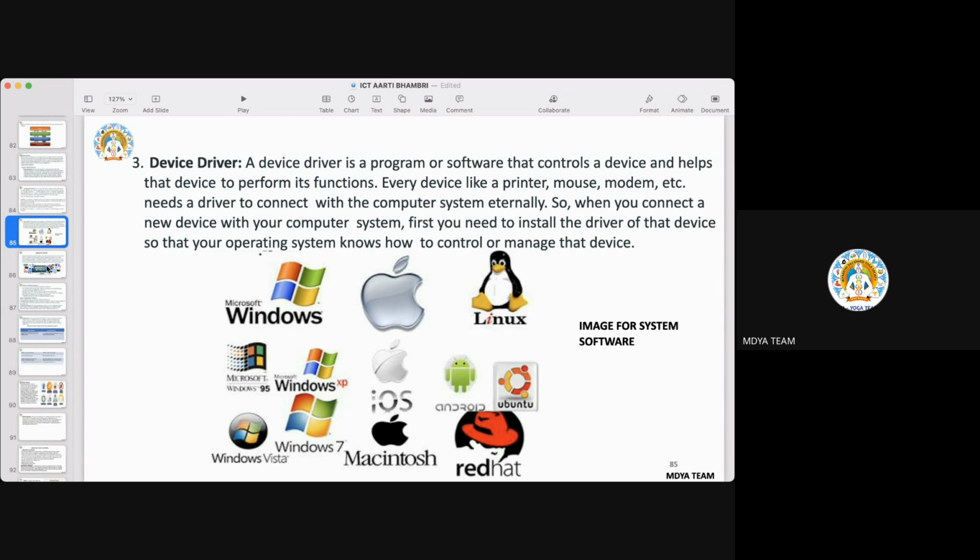So for these devices to communicate, all right, between two different hardwares, they need to interact with each other. So they need some set of instructions again. That is the device driver to connect with the system. So when you connect a new device with your computer system, you need to install the driver of that device. Only then can your computer system read from that device, or put your output in a certain way to that device. So there is some medium, all right, that we call the device driver. You have to install that driver into your system so that your operating system knows how to control and manage that device. So there are various system softwares which we have already discussed.